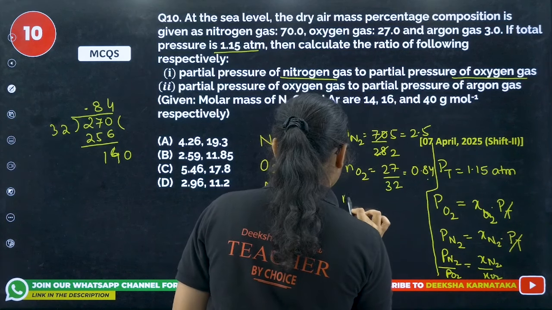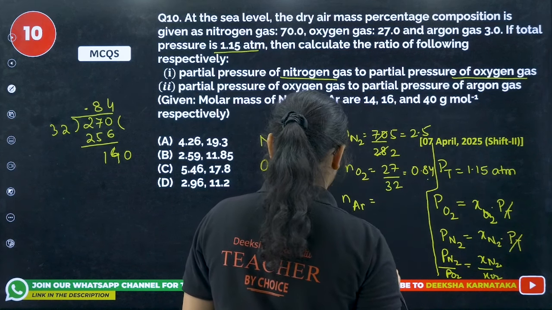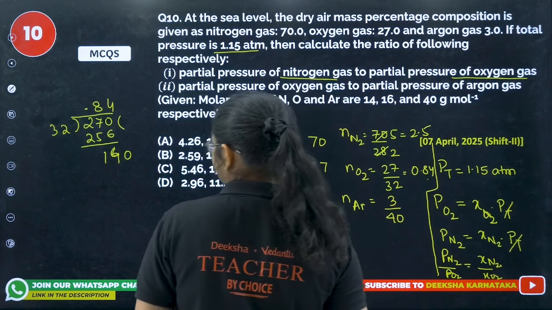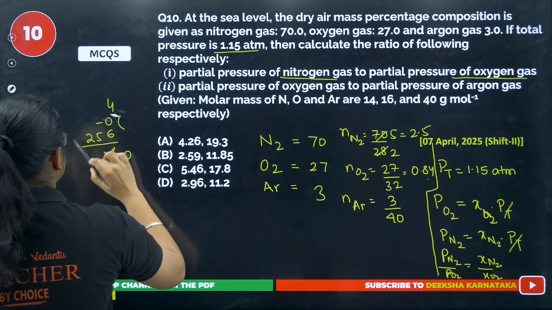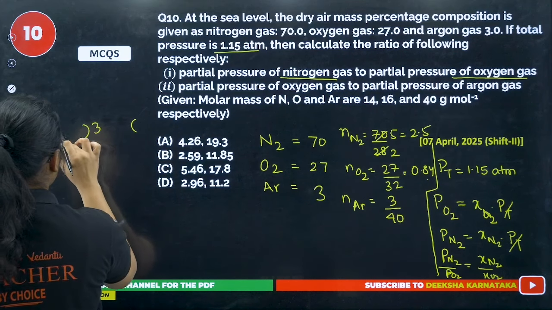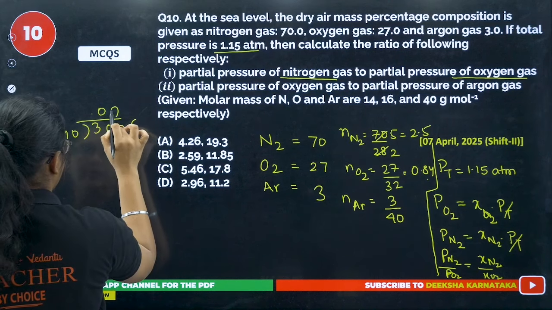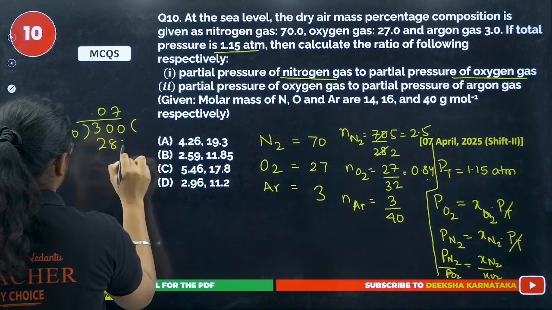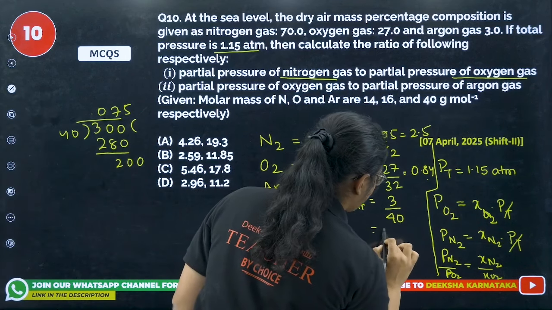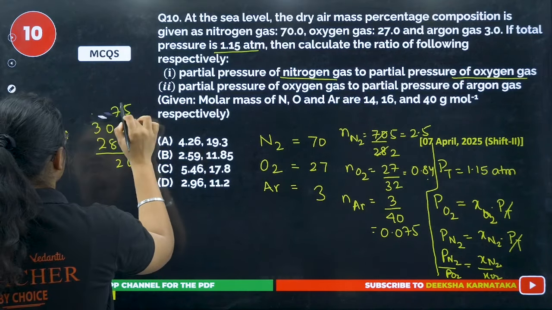Next, the number of moles of argon will be 3 by 40, given mass by molar mass. So I will just divide this. 3 divided by 40. 7 4s are 28, then I will have 20, and I have 2, I'll get 0.075. Okay.